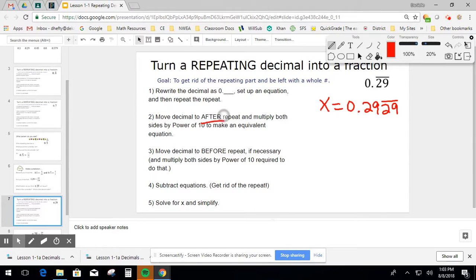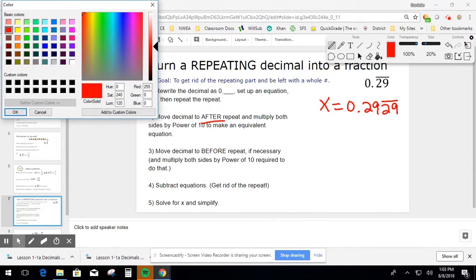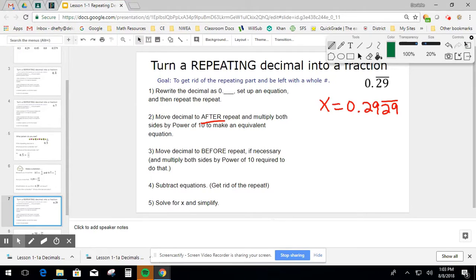Move the decimal to after. The decimal is here before the 29. It needs to move. Oh, I did not change the color here. It goes to after, so it's between the 2 29s. Well, how many times did I have to move it that time? I actually had to move it twice. So it's 10 to the power of 2. So 10 to the power of 2 is actually 100.